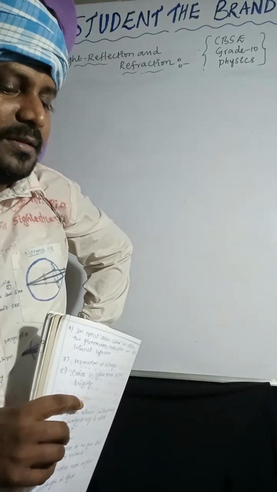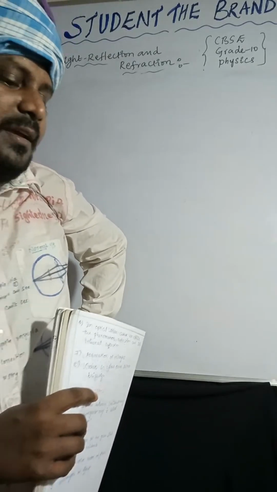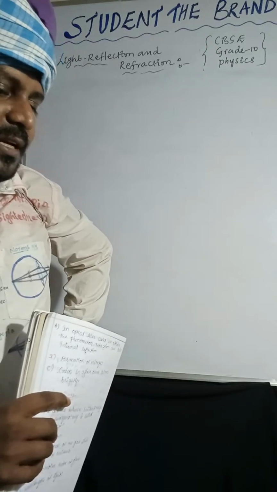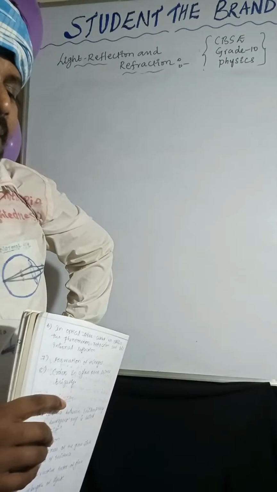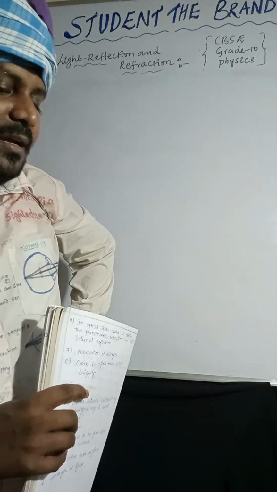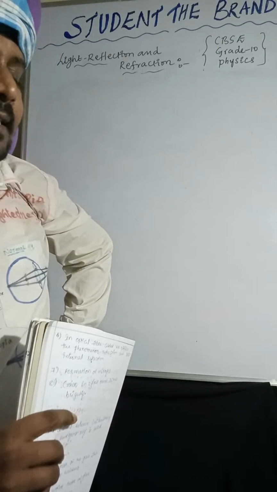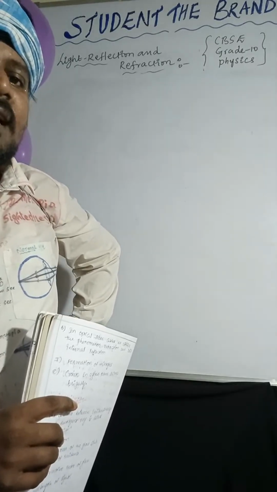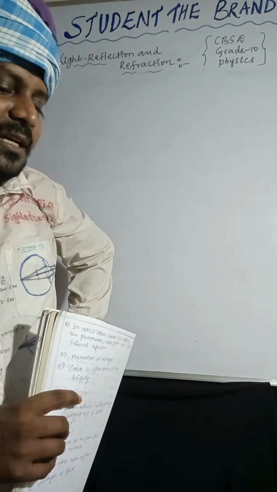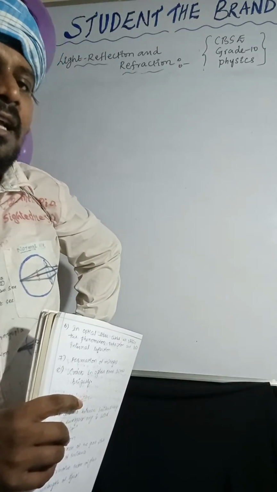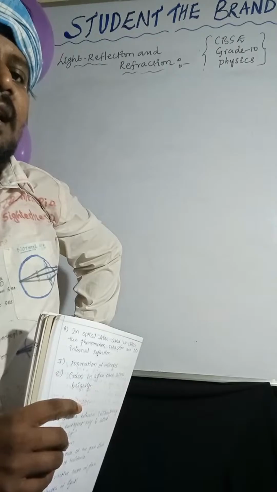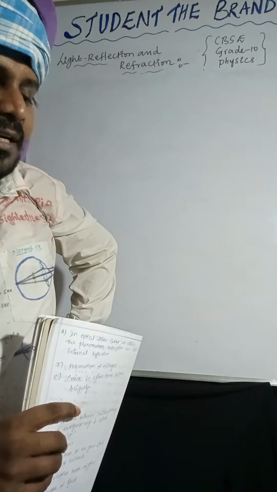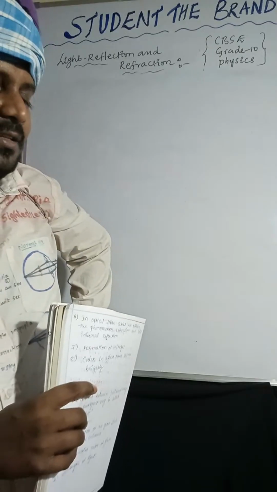Very good. Infinity. So what is the nature of the image? Okay, the object is placed at F, the image will form at infinity. Nature of the image is real and inverted, and highly enlarged.